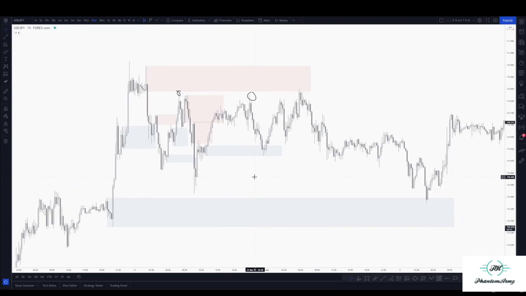By the end of the exercise, your chart's probably going to look incredibly messy. There's really no other way to put it. But what this exercise is going to do is it's going to get you thinking. It's going to get you comfortable with mapping out supply and demand zones. And what you'll begin to do is train your eyes to see supply and demand zones.